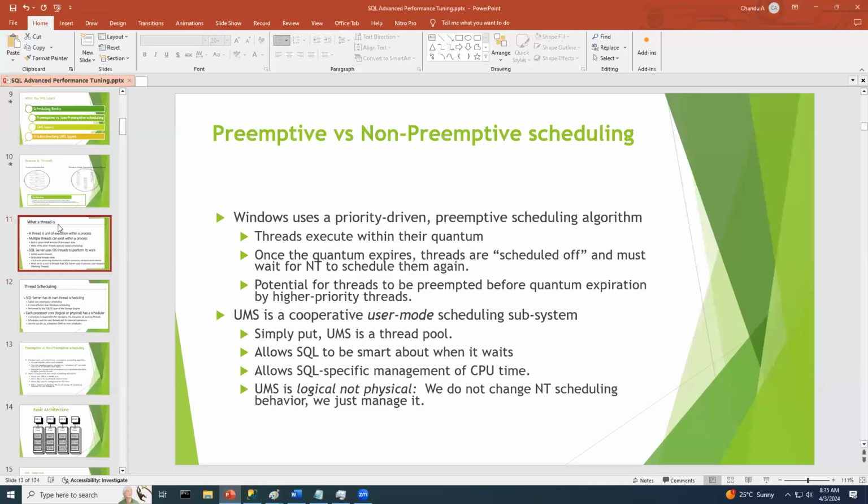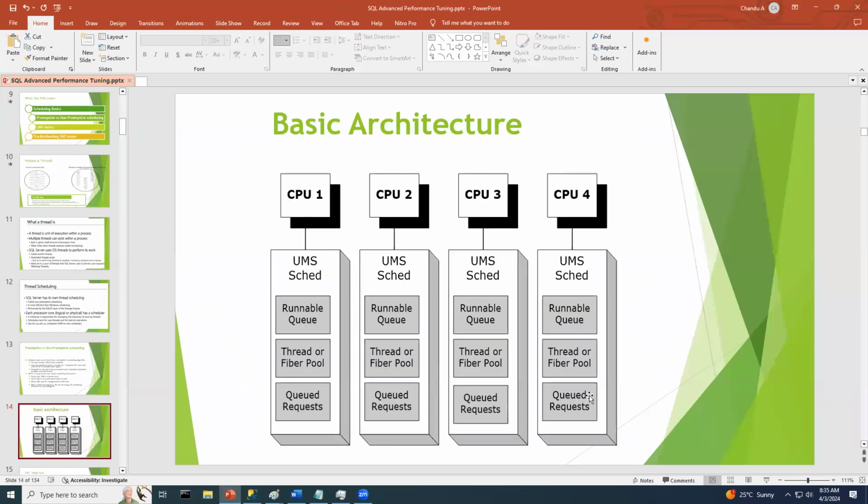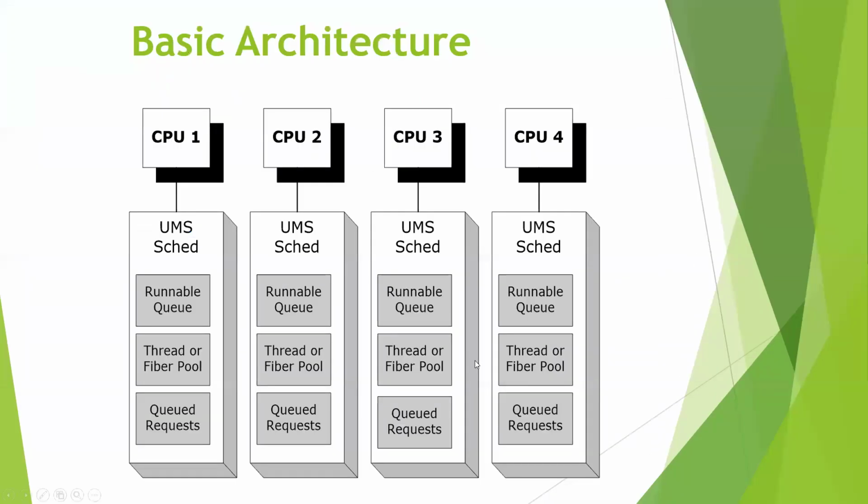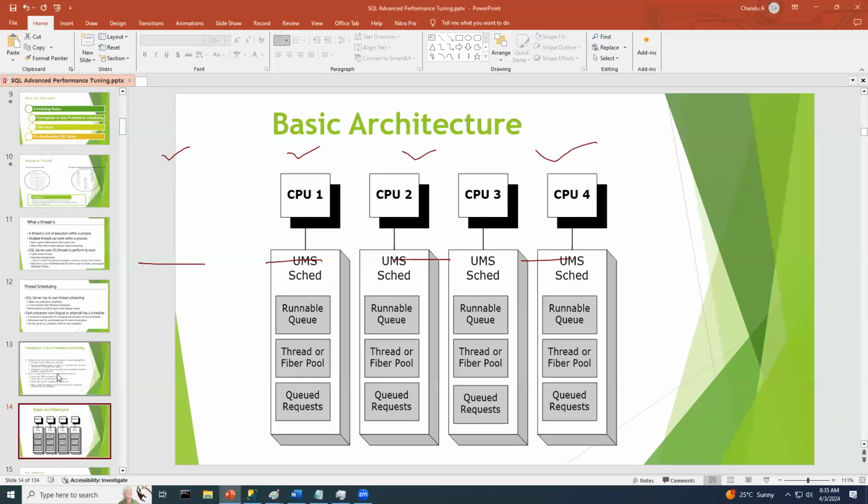So if I show you here, this is actually how the scheduling works. You have CPU 1, CPU 2, CPU 3, and so on, at the kernel level. And you have scheduler 1, scheduler 2, scheduler 3, with a one-to-one mapping between CPU and scheduler. And each scheduler has different queues, right?